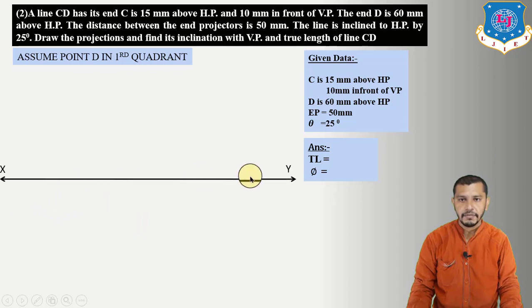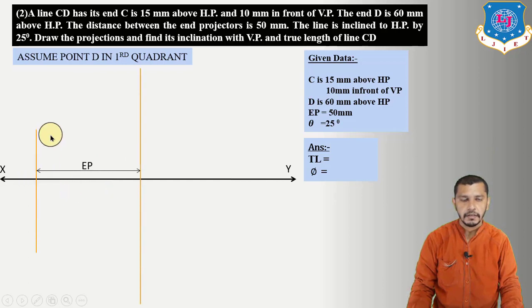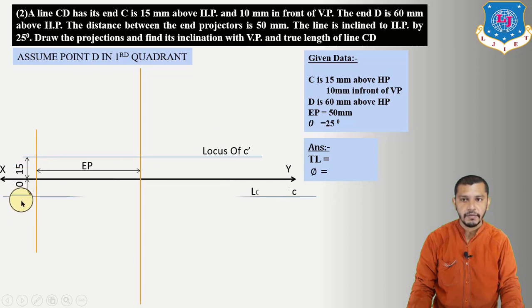Now start with the XY reference line, and first of all mark the N projectors, which is 50 mm. Now C is 15 mm above HP, 10 mm in front of VP. So above the XY line 15 mm, we will get the locus of C dash, and 10 mm in front of VP. In front of, that means the plan of point C will be 10 mm below the XY reference line. So 10 mm below the XY reference line, we will get the locus of C.